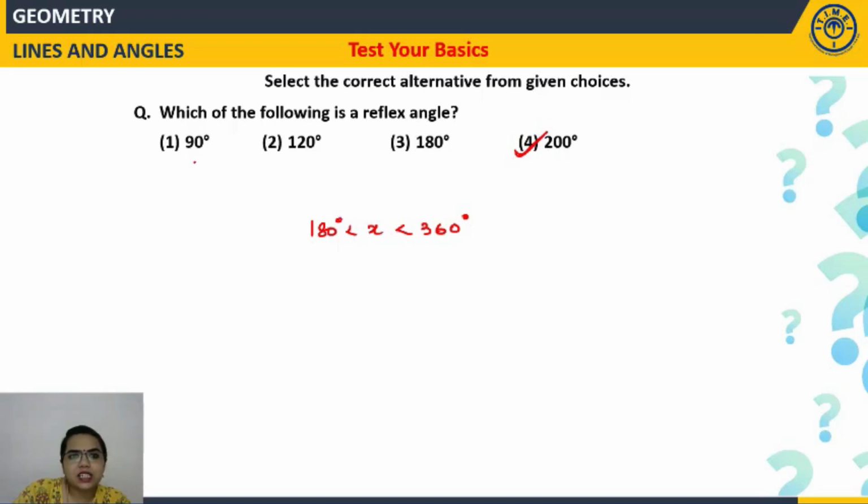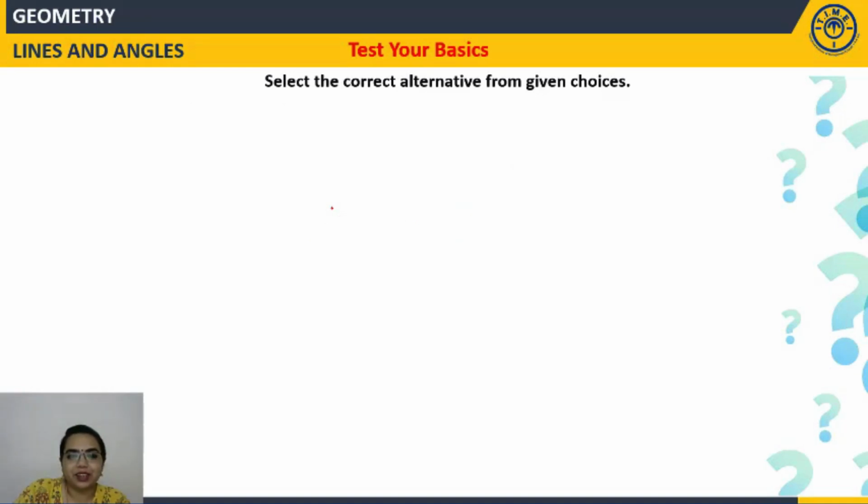We know 90 degrees is a right angle. What about 120 degrees? It is an obtuse angle. 180 degrees, straight angle. So all of these three are ruled out. What is the correct answer? The answer is 200 degrees. So you can check if the measure is lying in between 180 degrees and 360 degrees, then the angle is a reflex angle. Okay, fine. Let's move ahead.